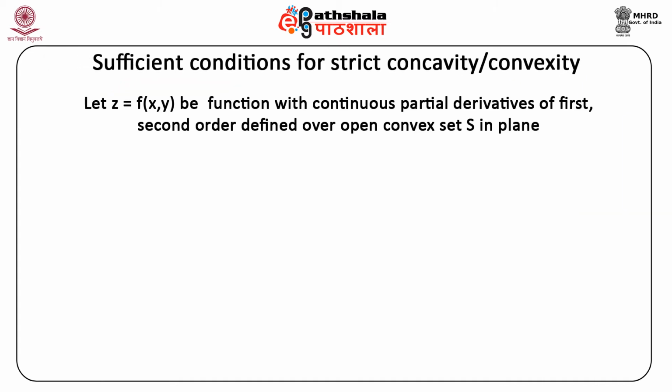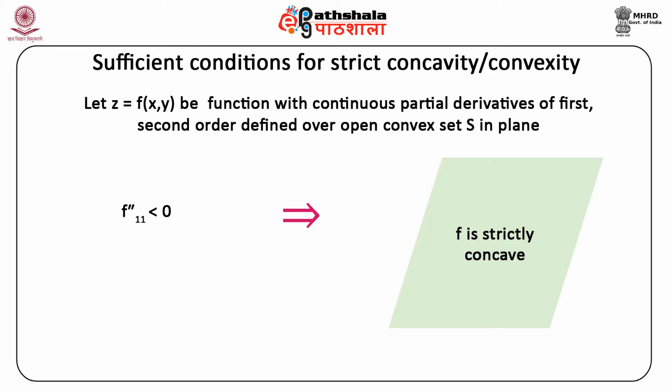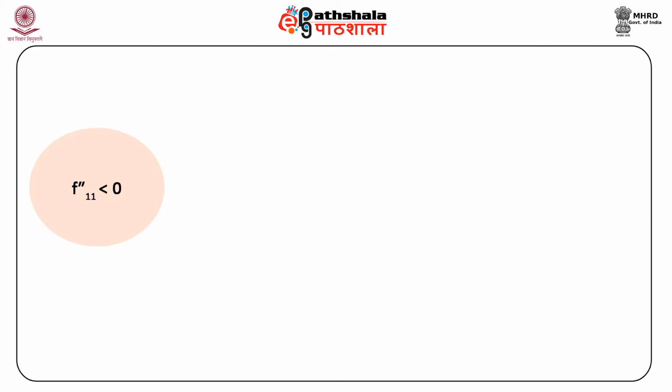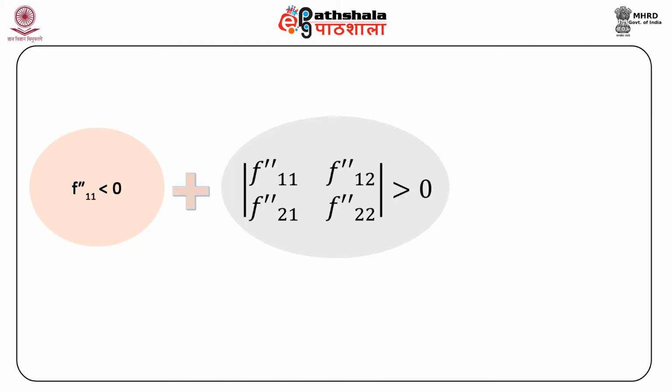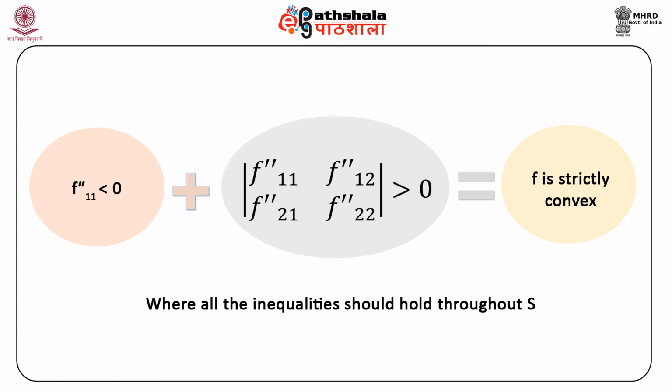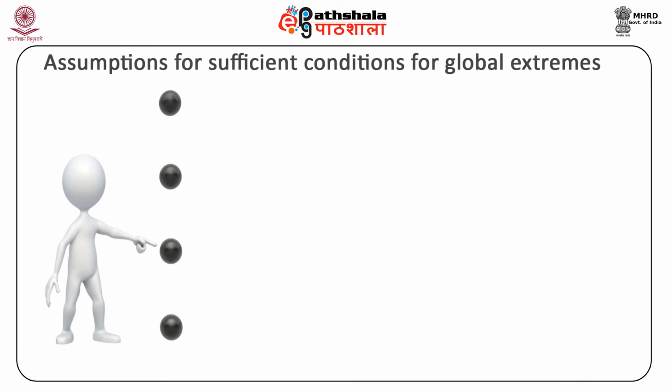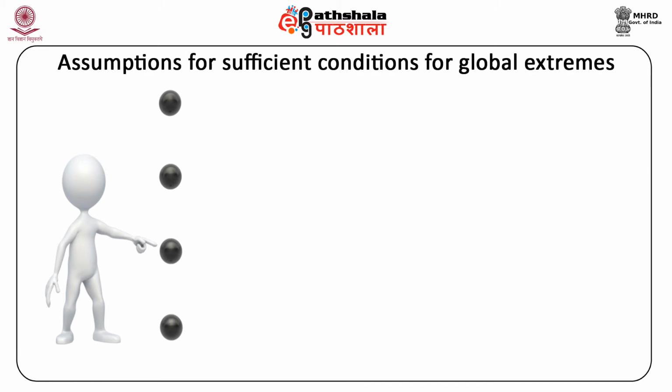Now we take a look at the sufficient conditions for strict concavity or convexity. f''11 is less than 0 and the determinant of the second derivative matrix is strictly greater than 0. f''11 is greater than 0 and the determinant is strictly positive, where all the inequalities should hold throughout S. The mentioned results have various interesting implications in optimization theory.